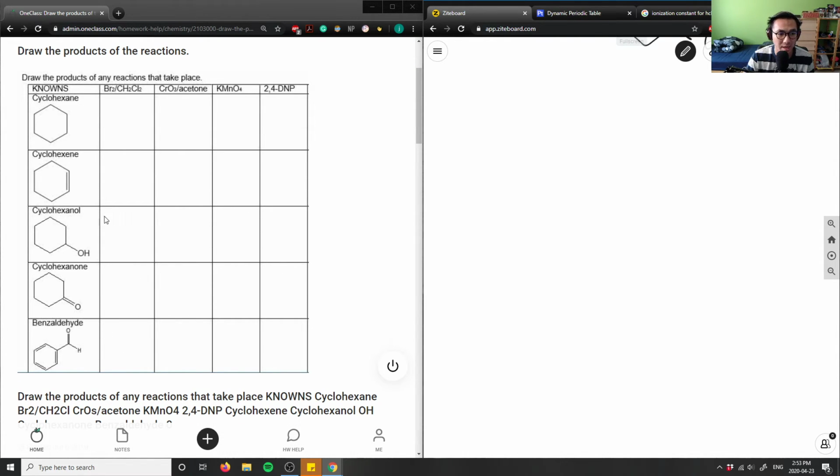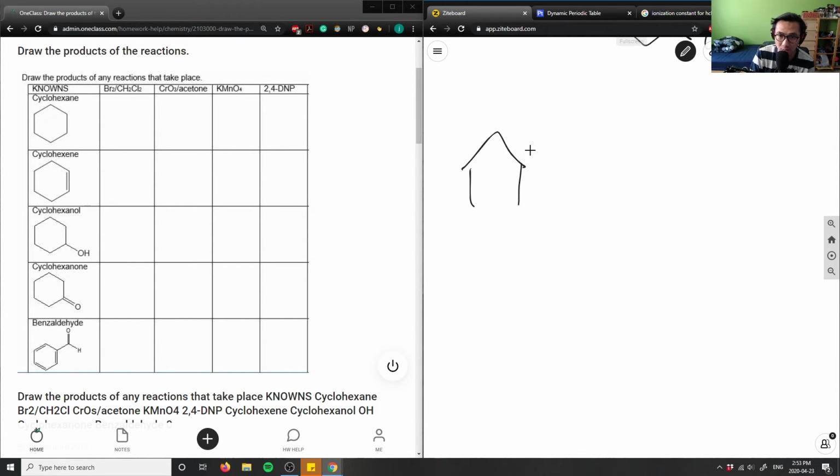And finally, benzaldehyde. Again, Br2 will not substitute it. That's fine. CrO3, let me just check the strength of CrO3 for you real quick. Chromium trioxide. Is it enough to oxidize to a carboxylic acid? I know KMnO4 would be, because potassium permanganate is a very strong oxidizing reagent. Let me just check. Again, it is a strong oxidizing reagent. So in this case, benzaldehyde would oxidize to a carboxylic acid.